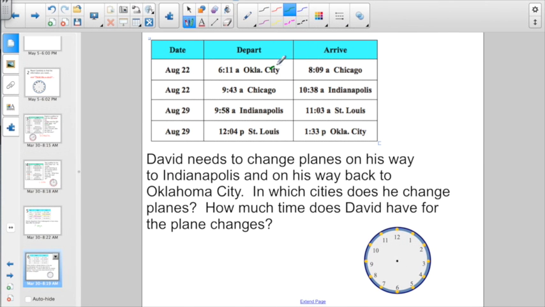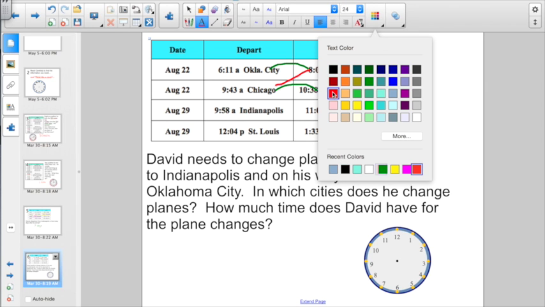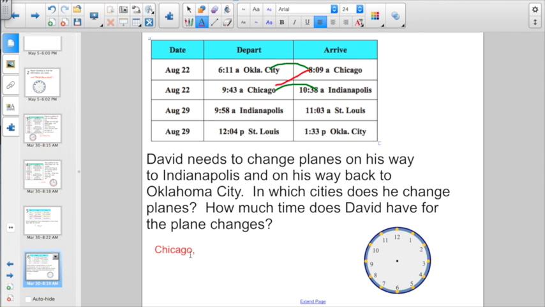First, he's flying from Oklahoma to Chicago, but then he has to change planes and then go from Chicago to Indianapolis. So I think we already got the one for our first answer. What city does he change planes in the first time? He would change planes in Chicago the first time.